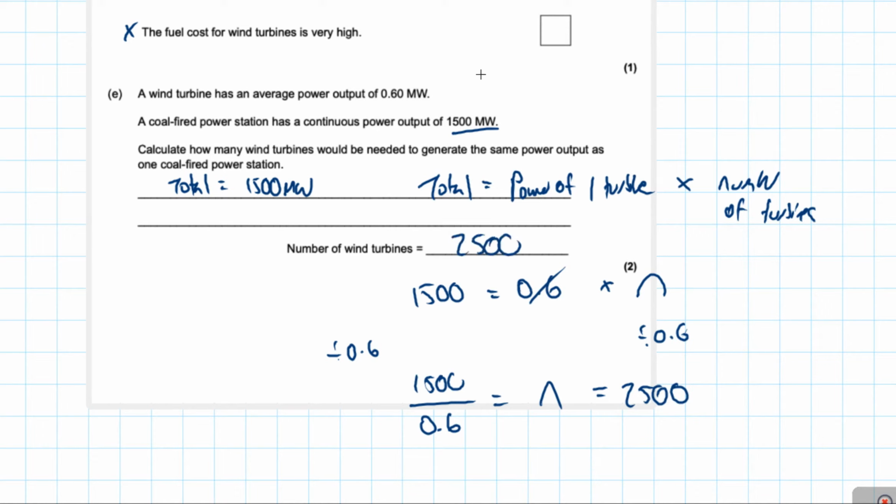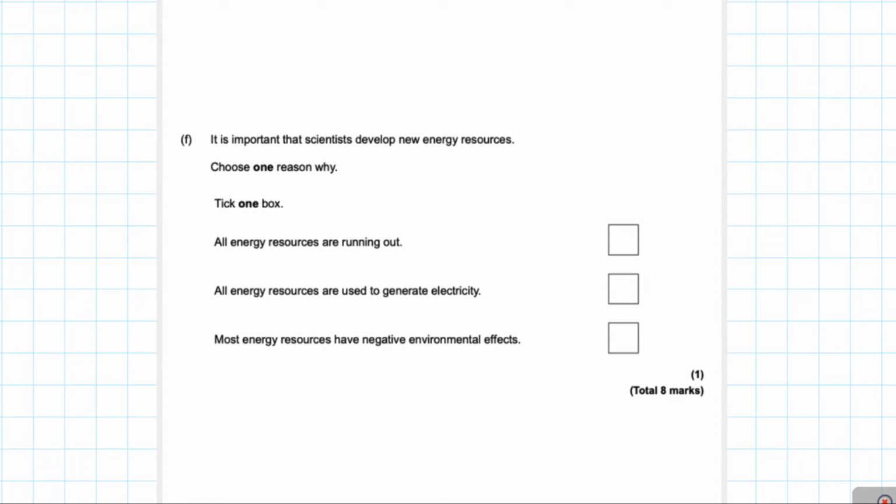It is important that scientists develop new energy resources. The reason why, so all energy sources are running out. Well, no, that's not true because, for example, the sun is an energy resource, the wind is an energy resource, the geothermal, etc. So that's not true.